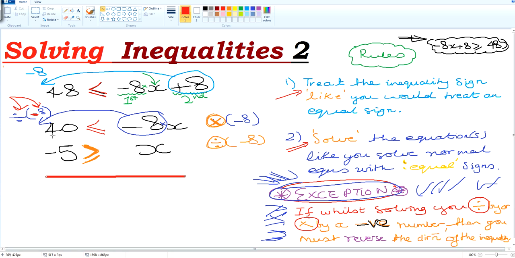Okay, so at this point here, the exception kicked in, and we had to turn this inequality from facing towards the left to facing towards the right. Everything else stayed exactly what it was, and we treat the question as though it was a normal equation with an equal sign. Are we happy with that question?